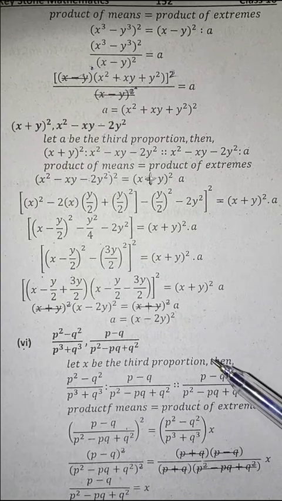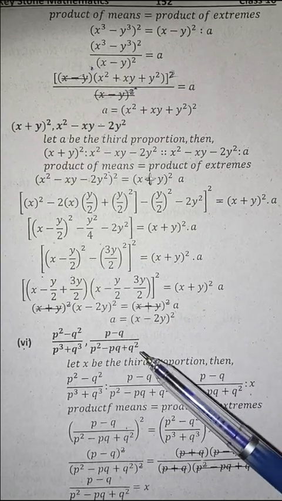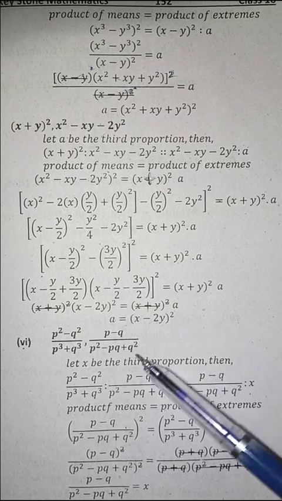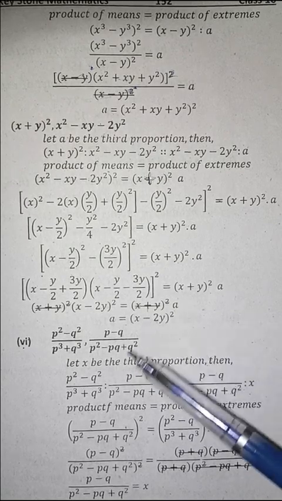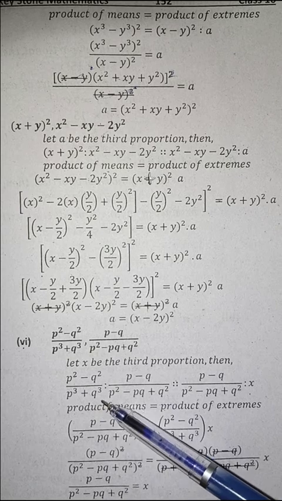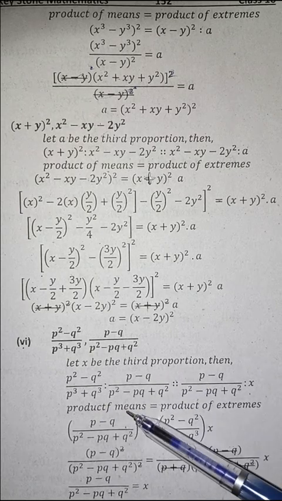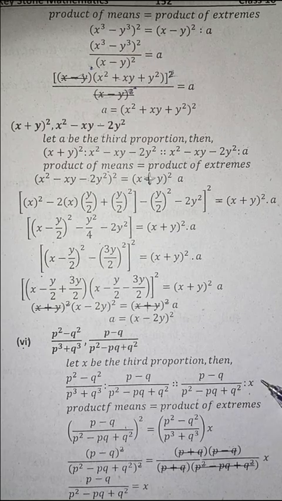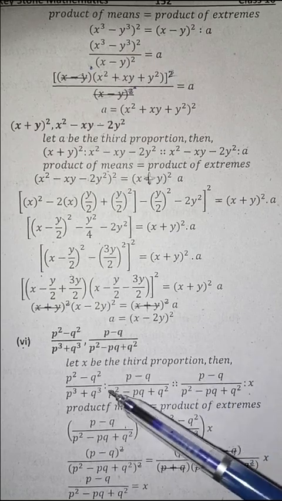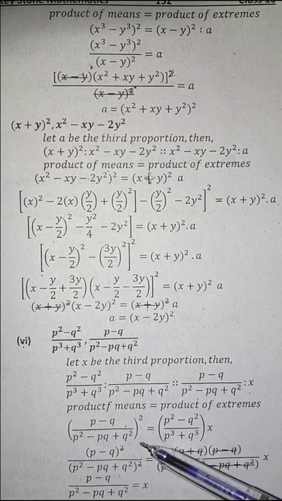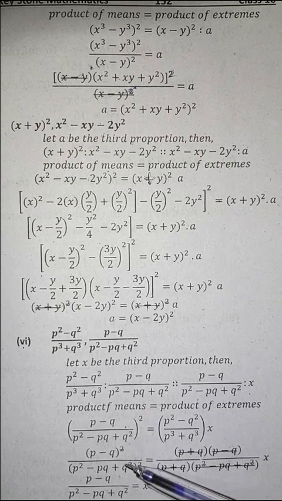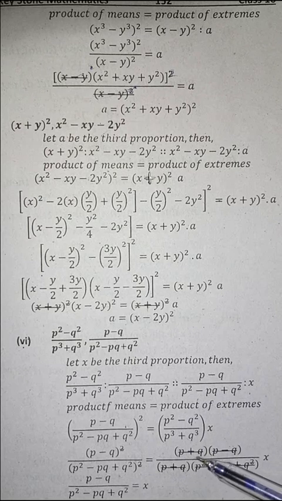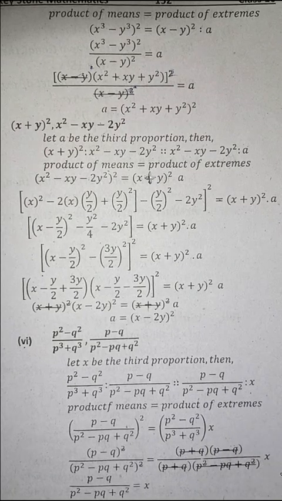Part 6 is p square minus q square over p cube plus q cube and p minus q over p square minus pq plus q square. Let x be the third proportion. Then p square minus q square over p cube plus q cube ratio p minus q over p square minus pq plus q square proportion p minus q over p square minus pq plus q square ratio x. Again, product of means is equal to product of extremes. So we get p minus q over p square minus pq plus q square का whole square is equal to p square minus q square over p cube plus q cube into x.